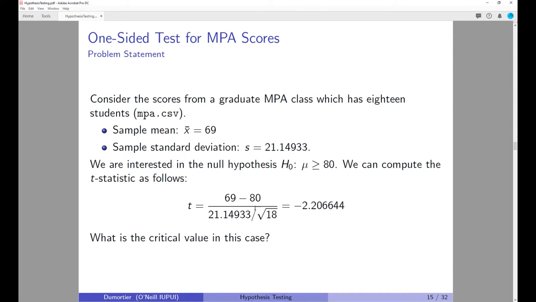We take the mean that we find, the sample mean, minus the hypothesized value, divided by the standard deviation, divided by the square root of the sample size. And we get a test statistic of negative 2.2066.